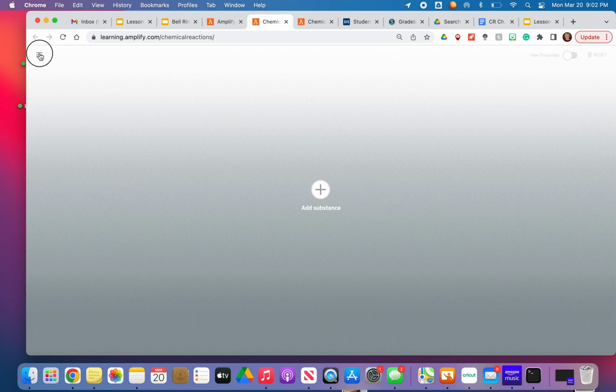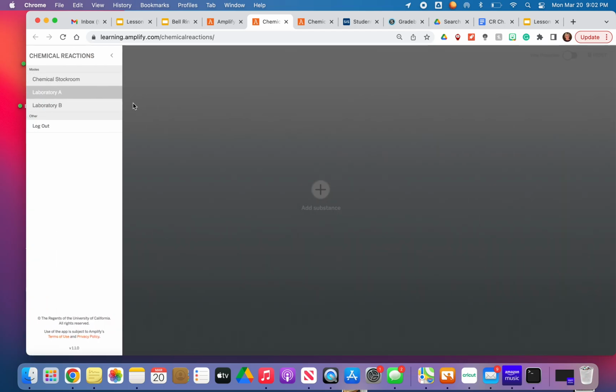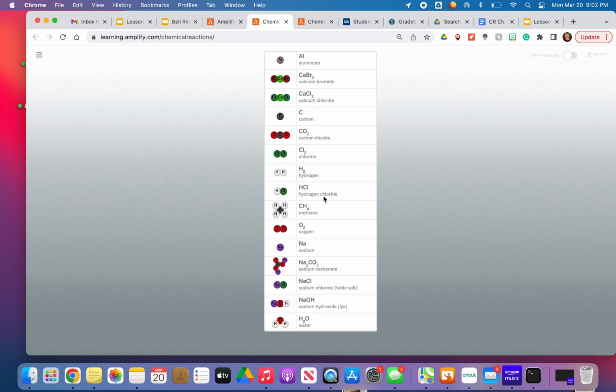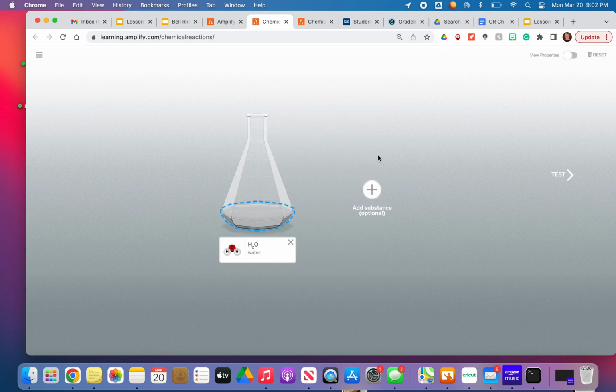I want to make sure that I'm in laboratory A mode. I am. What I'd like you to do is just add water. We're not going to add a second substance at all. I want to know what happens. Can water change to a different substance? Can there be a chemical reaction with only water? So let's go ahead and test it.